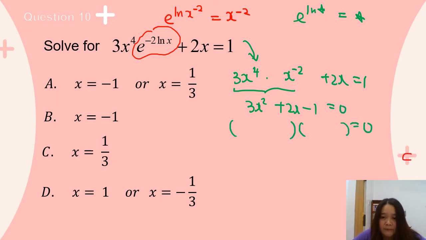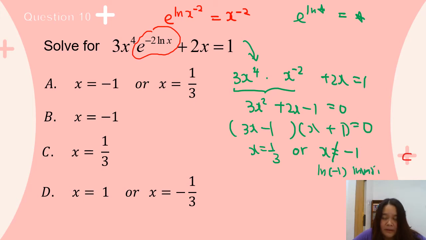And we factorize 3x, x, 1, 1, plus and minus. So you have x equal to 1 over 3 or x equal to minus 1. This one we have to reject because the ln of minus 1 is invalid. So that means the answer definitely is C. x equal to 1 over 3 only.